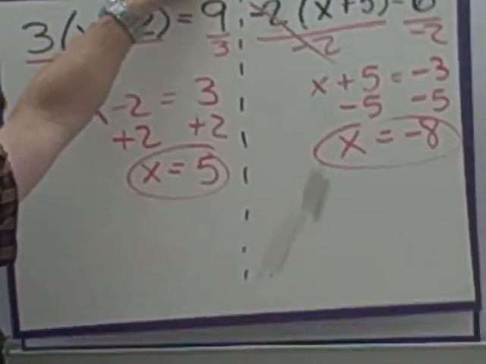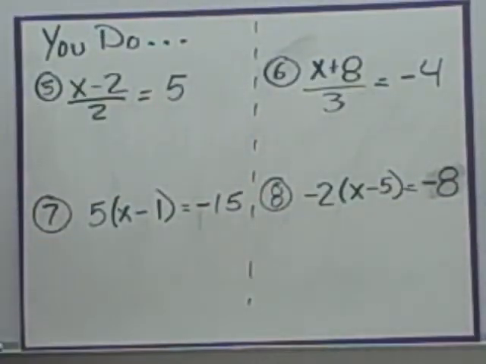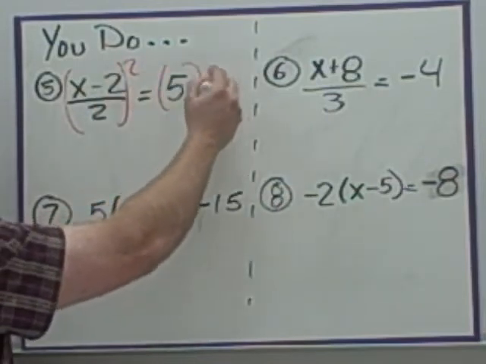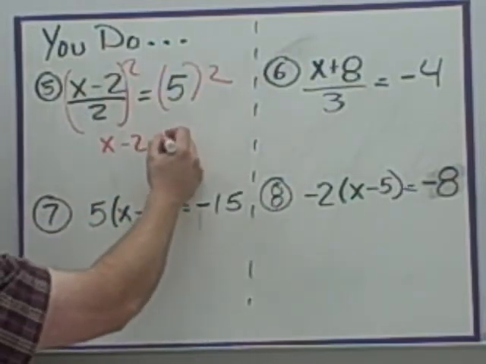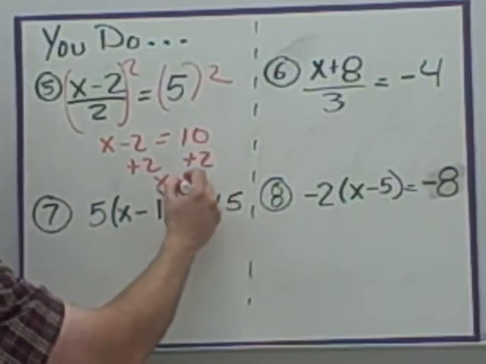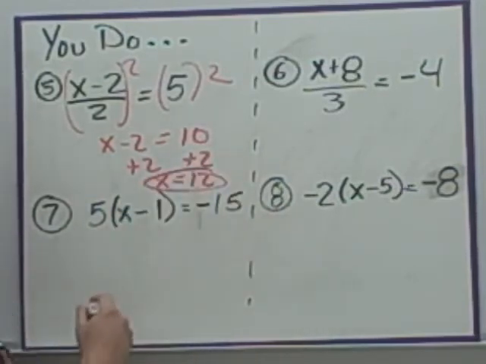Working with those, we have a couple of you-dos here. 4 more you-dos. Pause the video, give these a try. Welcome back. Start off by multiplying both sides by 2 here. We get x minus 2 is equal to 10. Then we're going to add 2 to both sides, and we get x is equal to 12.